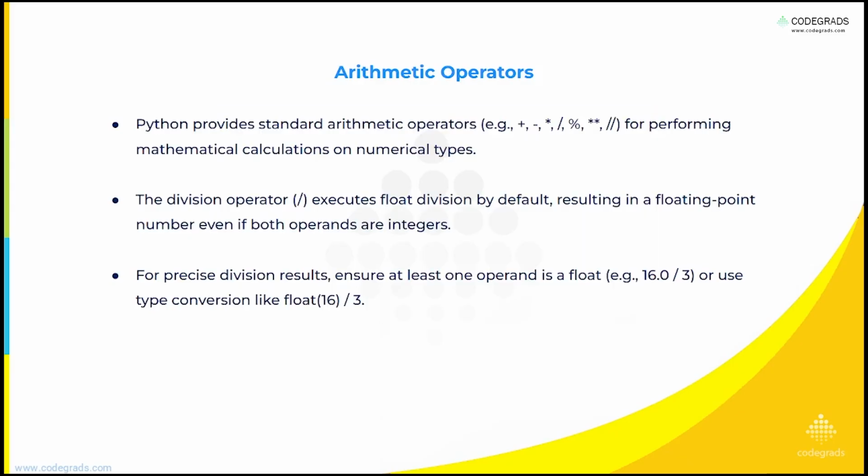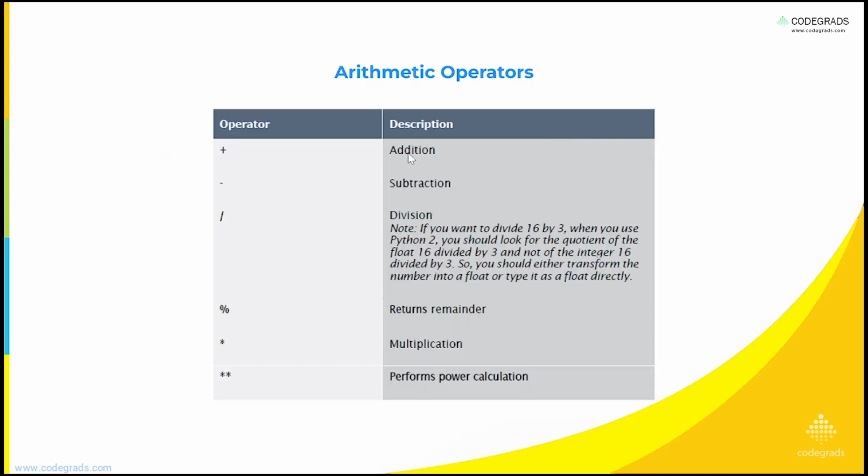Now when I use this symbol with 6 and 2, what should it give? It will give the answer 0, because when we divide 6 by 2, what will be the remainder here? It will be 0. So this symbol is used for returning the remainder. We have this for multiplication and this for performing power calculations.